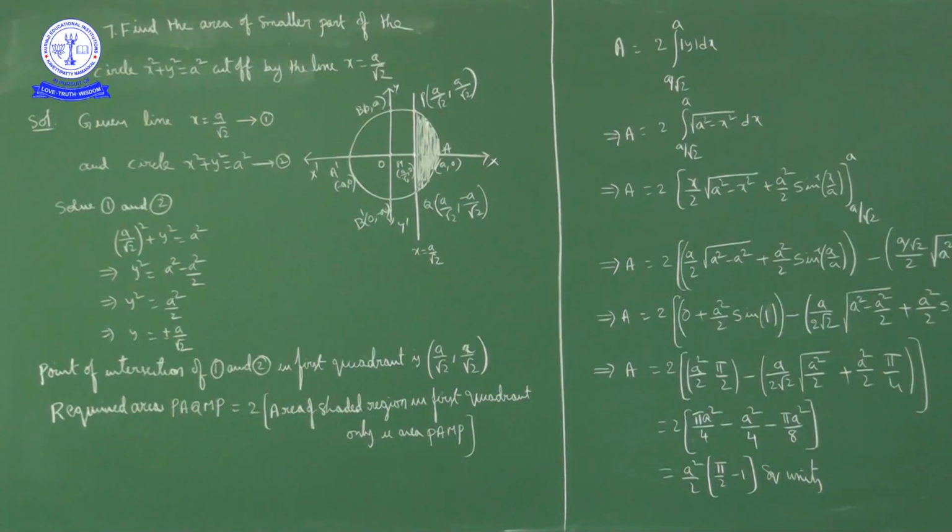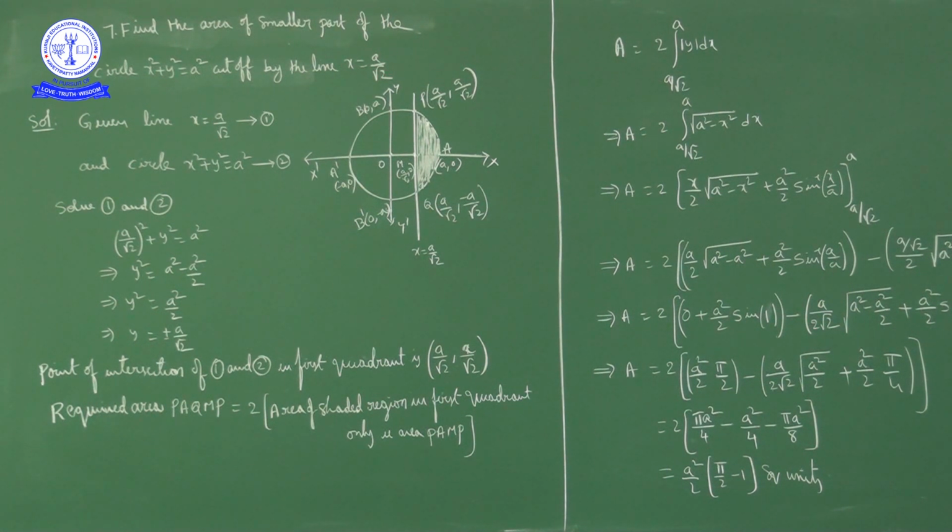Okay, next question, question number 7. Find the area of the smaller part of the circle x square plus y square is equal to a square, cut off by the line x is equal to a upon root 2. The question is to find the area of the smaller part of the circle x square plus y square is equal to a square, cut off by the line x is equal to a upon root 2.